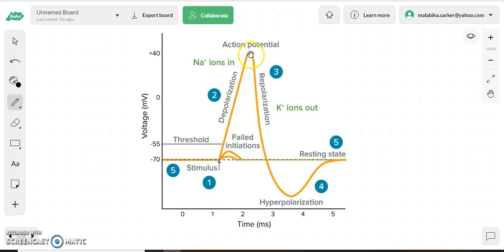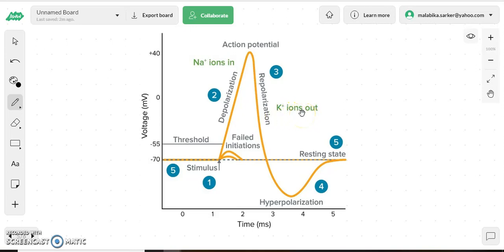Now what happens after a short time? The sodium channels self-inactivate. That means they close and become unresponsive to voltage, stopping the influx of sodium. So there is no influx of the sodium ion. A set of voltage-gated potassium channels open, allowing the potassium to rush out of the cell down its electrochemical gradient. So potassium ions are going out.